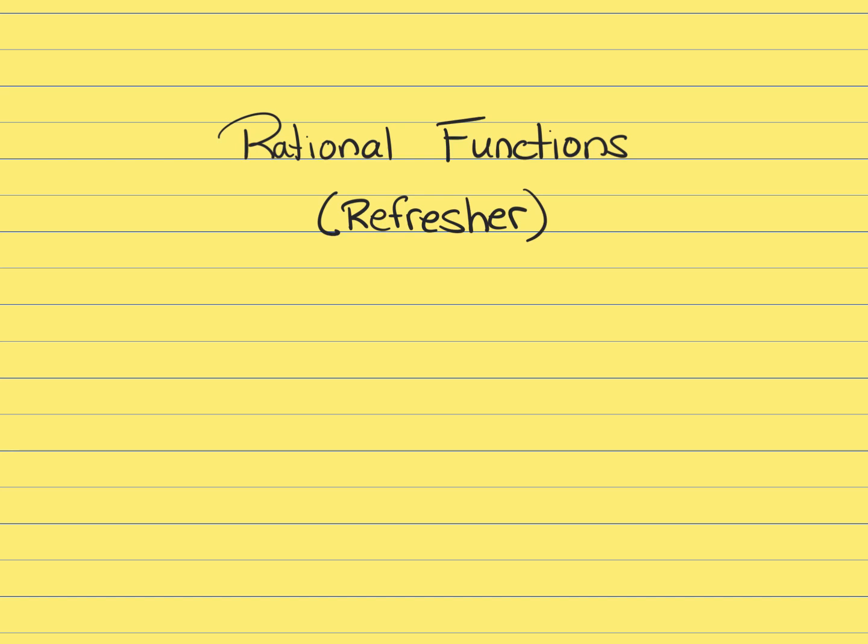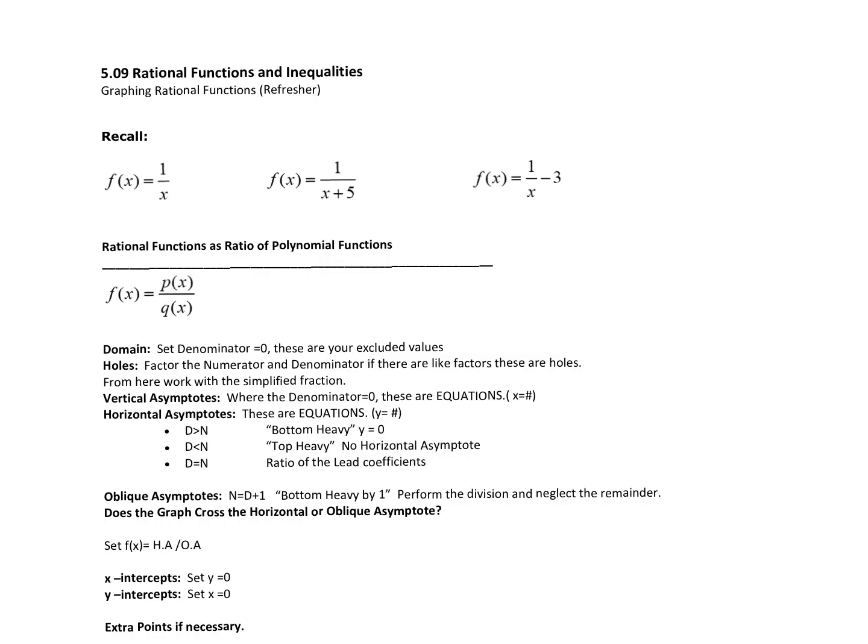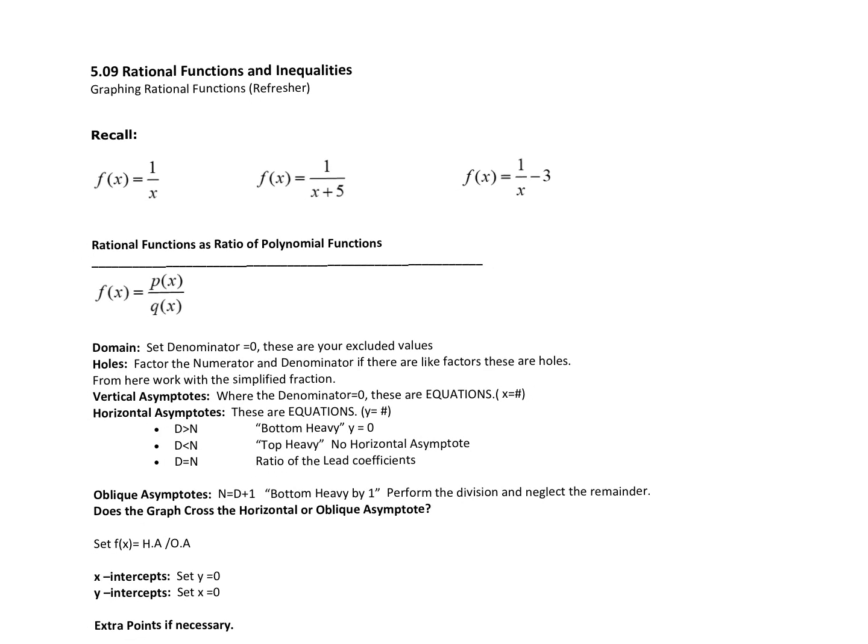In this video, we will refresh your memories on properties of rational functions. Remember that a rational function is basically a fractional function. And the most basic one that we've learned previously is f of x equals 1 over x. And that graph is one of our parent functions that looked like this. It had two different pieces.